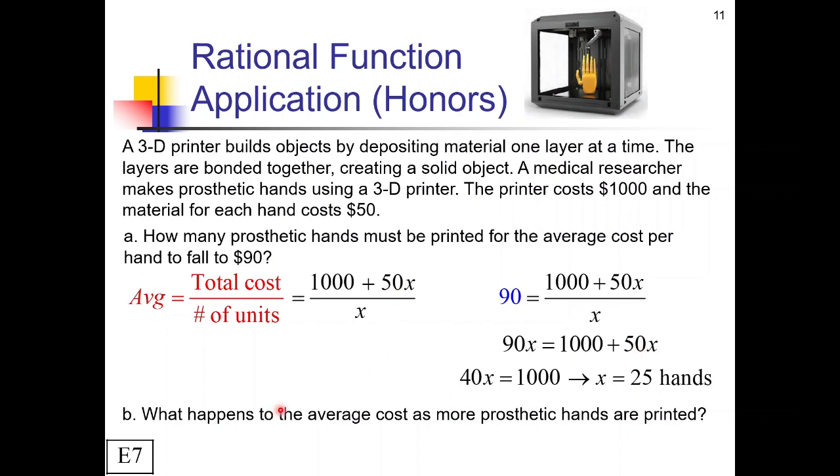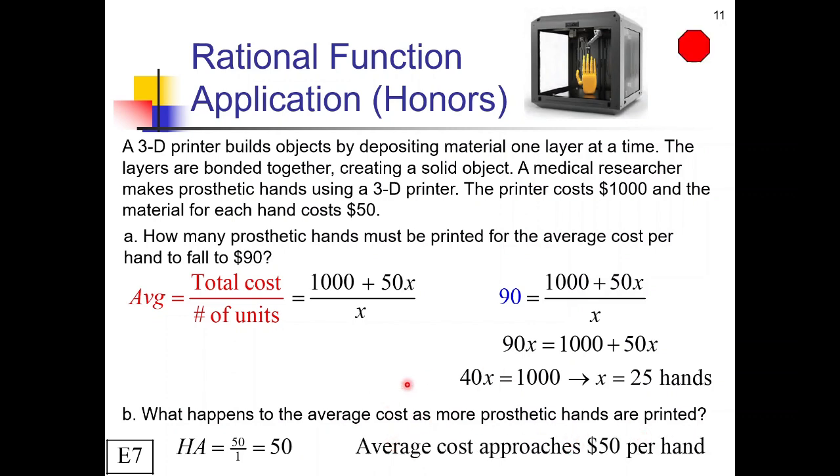Now, how about this other one? What happens to our average cost as more of these are printed? We're essentially asking if x approaches infinity, what does the average cost become? Well, we're essentially asking for the horizontal asymptote. Pause the video and see if you can find the horizontal asymptote for this thing. All right, so using our x coefficients, 50x would be the lead coefficient if we wrote this in order. We end up with 50 over 1 for our horizontal asymptote, or just 50. So this is saying that as you print more and more hands, your average cost is approaching $50 per hand.